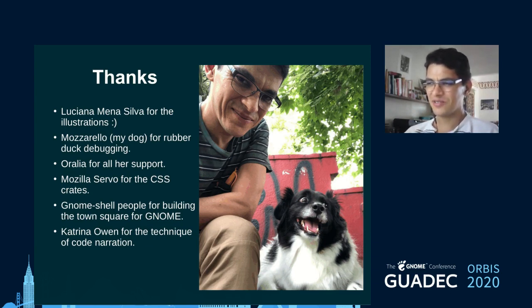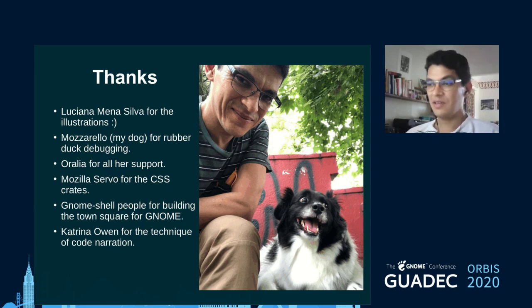My daughter Luciana for all the illustrations, my dog for serving for Rubber Duck debugging. I explain things to him and he barks if he detects a bug, and he doesn't bark if he doesn't, so he gets it wrong. My wife Horacio, who supports me because I sit on my butt here all day writing code, and she supports with schoolwork and such. The Mozilla Servo people have been awesome in supporting with the CSS machinery and the CSS processing crates.